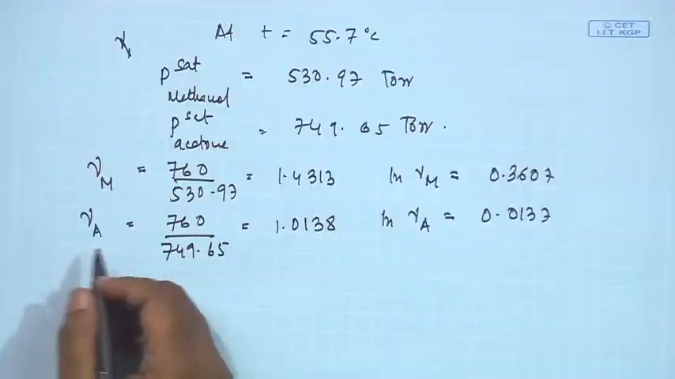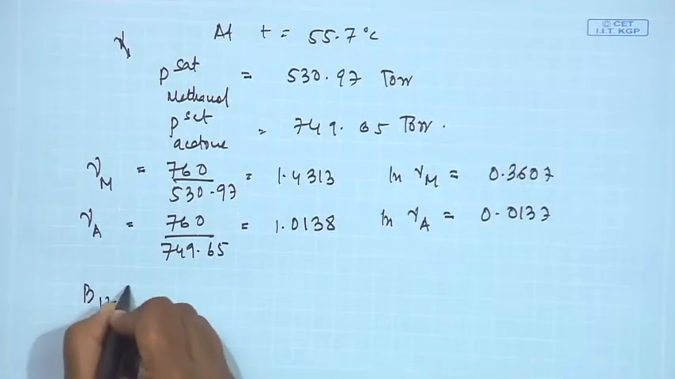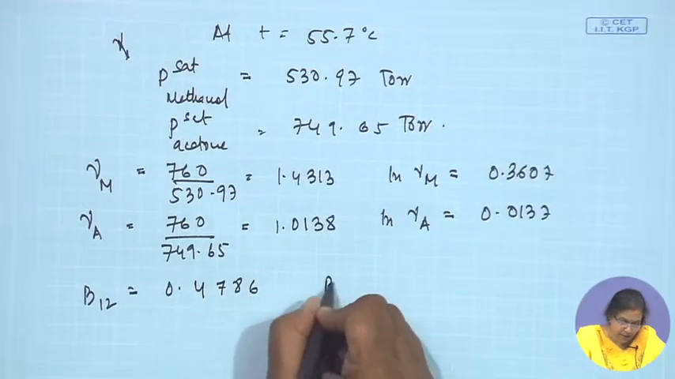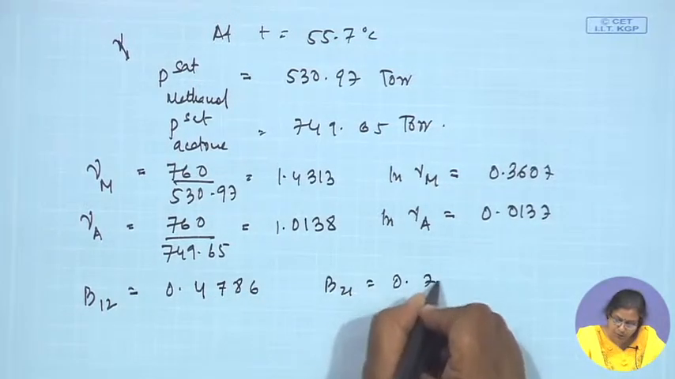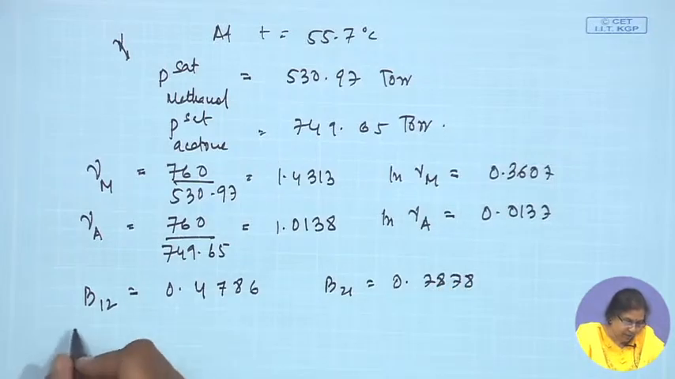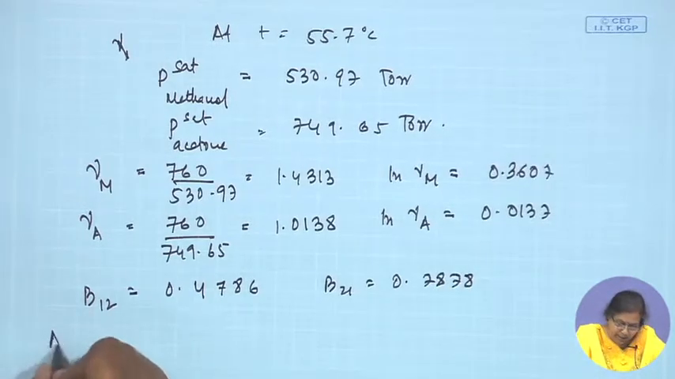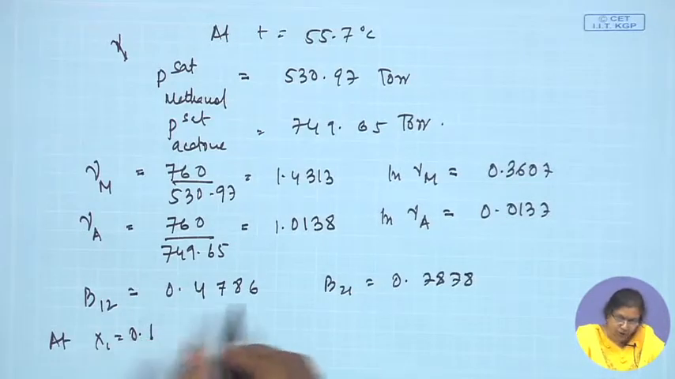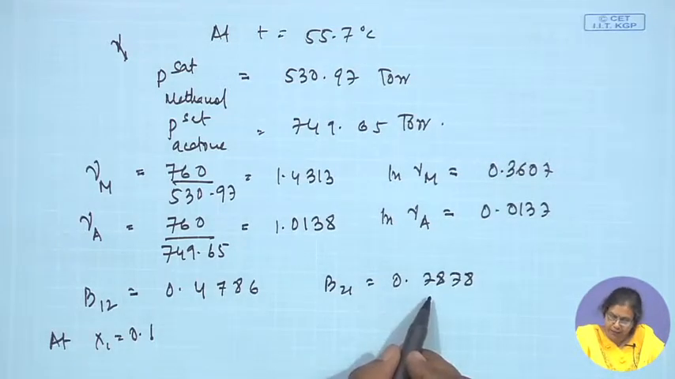So, in this particular case, we find our B12 is 0.4786 and B21 is 0.7878. Therefore, we have found out everything for the azeotropic point.